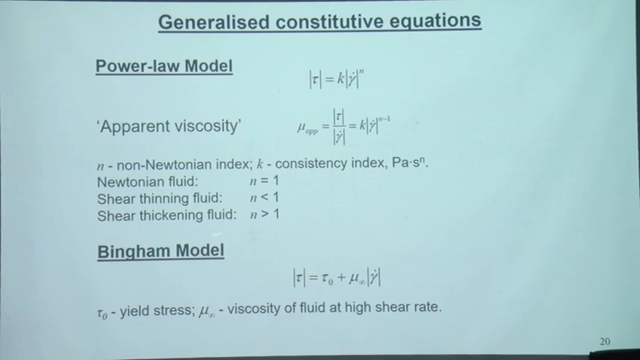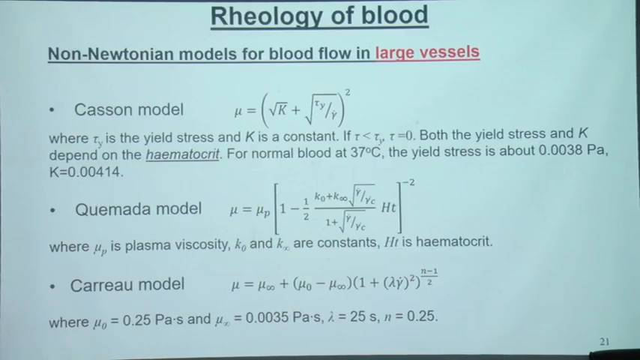A basic model that describes a non-Newtonian fluid with yield stress is the Bingham model. You can see that there is a presence of the yield stress in this model. These can be combined to describe the behavior of blood. These are the various models that have been used in the literature to describe the non-Newtonian behavior specifically of blood. The Casson model, you can see, accounts for the yield. In fact, all of these models account for yield stress and the shear thinning behavior of blood.